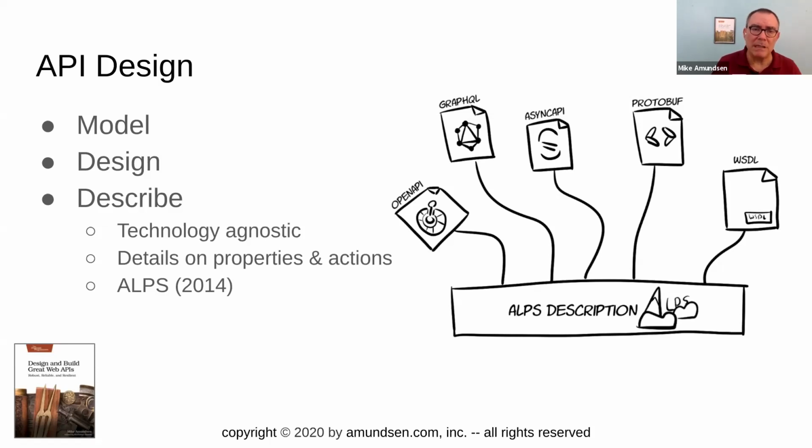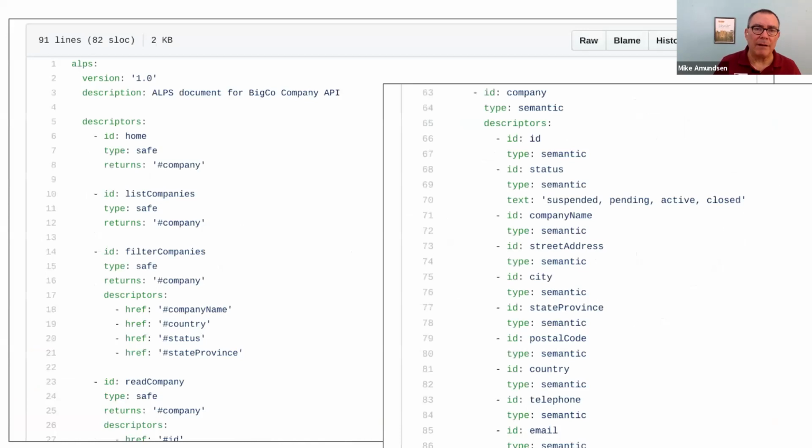But a description is this technology agnostic way of describing the API that we can pass off. You can think of it as a sort of blueprint that we pass off to others. So this is an example of an ALPS document. It operates on a thing called descriptors, and actions have things like safe and unsafe and idempotent, and then data is simply semantic elements. You can look more about it in the repo later on.